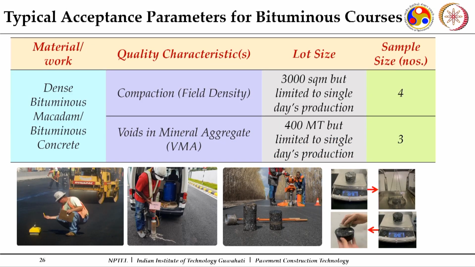The other requirement, as the 2 main parameters, one is density. So, for the compaction field density, it says, as per SP 112, 3000 square meter, but at least limited to a single day's production. So, how many samples are to be taken? 4 samples at least. And for voids in mineral aggregates, again 400 tons, but limited to a single day's production, 3 tests. So, these numbers of tests which are to be conducted on the different components of bituminous mixes are important.